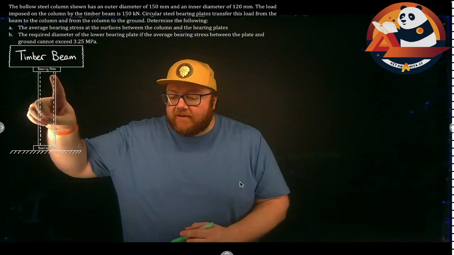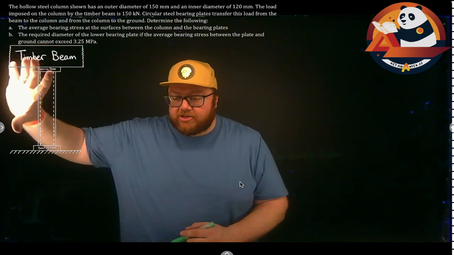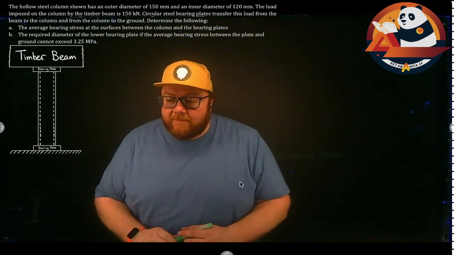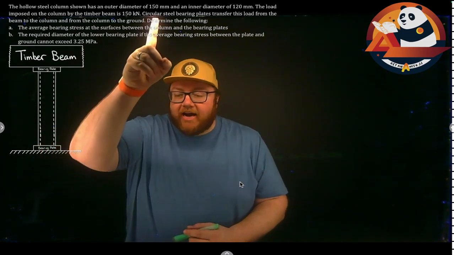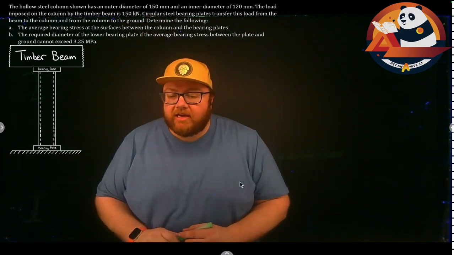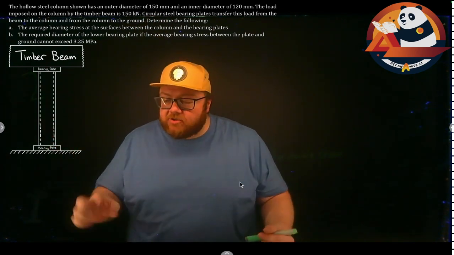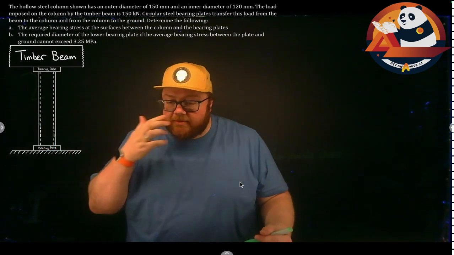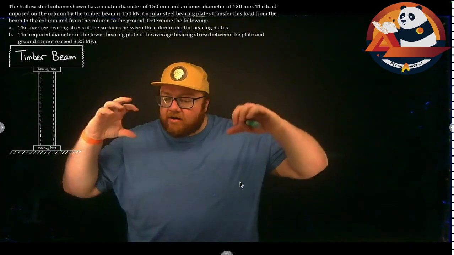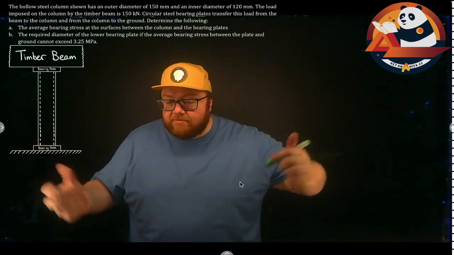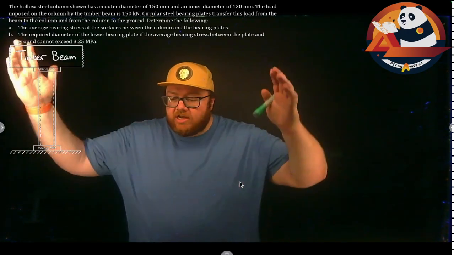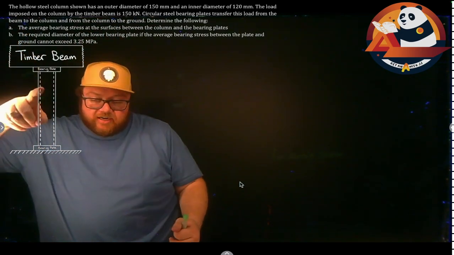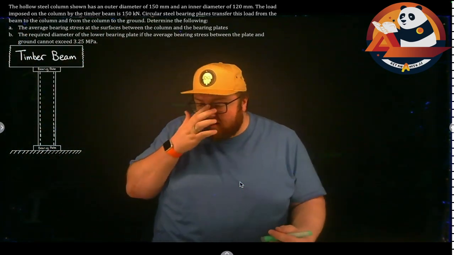So we're saying here we have some hollow column in between two bearing plates, one at the bottom, one at the top. That column has an outer diameter of 150 millimeters and an inner diameter of 120. So our solid lines are the outer, our dashed ones are that inner diameter. The load imposed on our column by the timber beam is 150 kilonewtons. So there's something from that beam pushing down on our bearing plate and then transferring to the column, 150 kilonewtons.